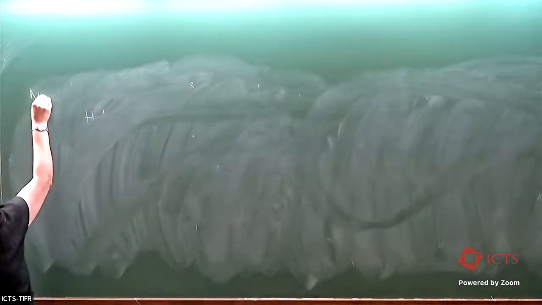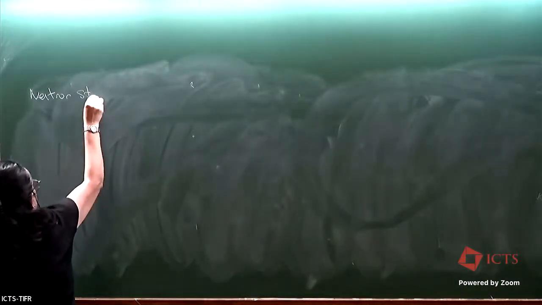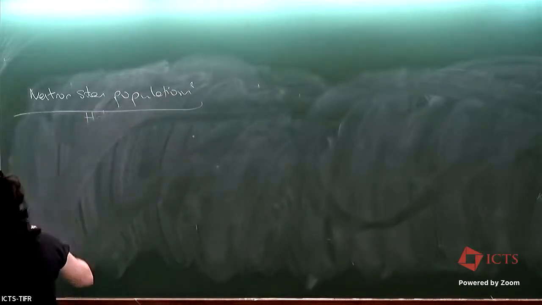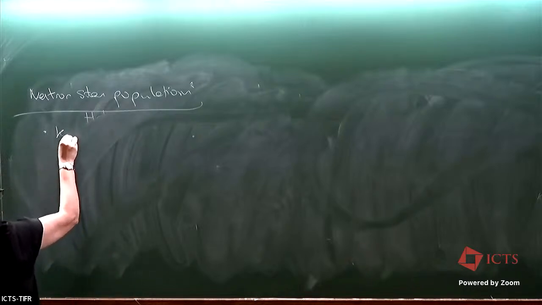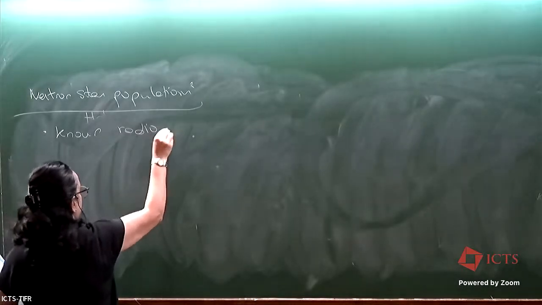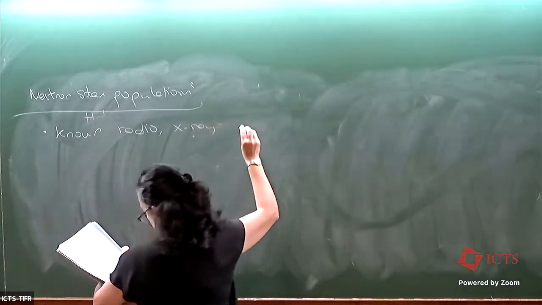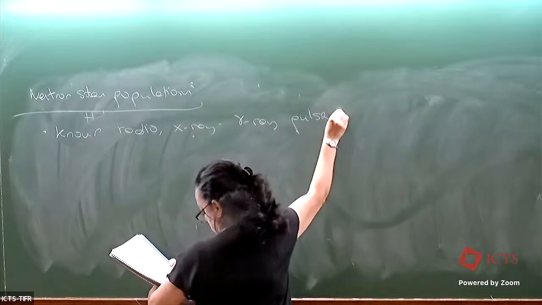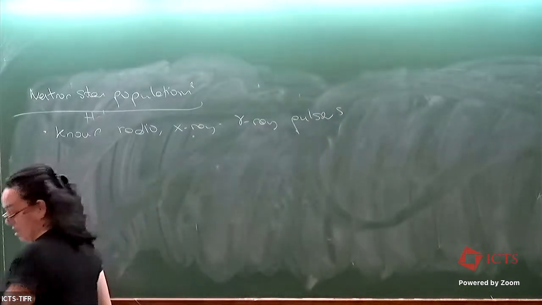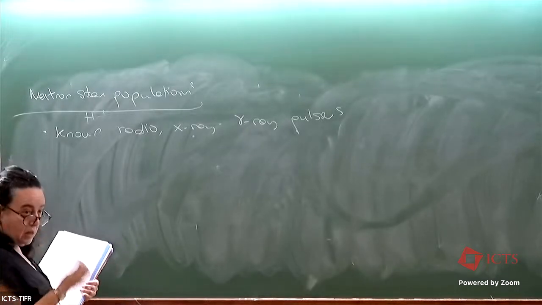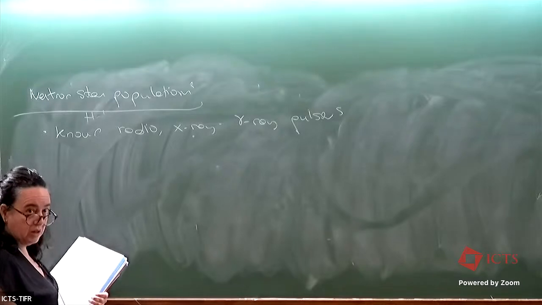So we have different kinds of neutron star populations. We have the known radio, X-ray, or gamma ray pulsars, in which the position, the frequency, and the frequency evolution will be known, including the timing noise, including the glitches.